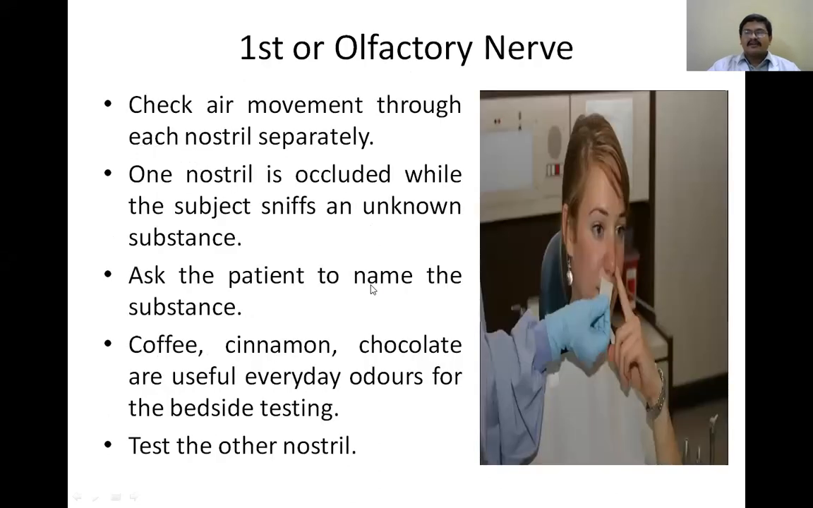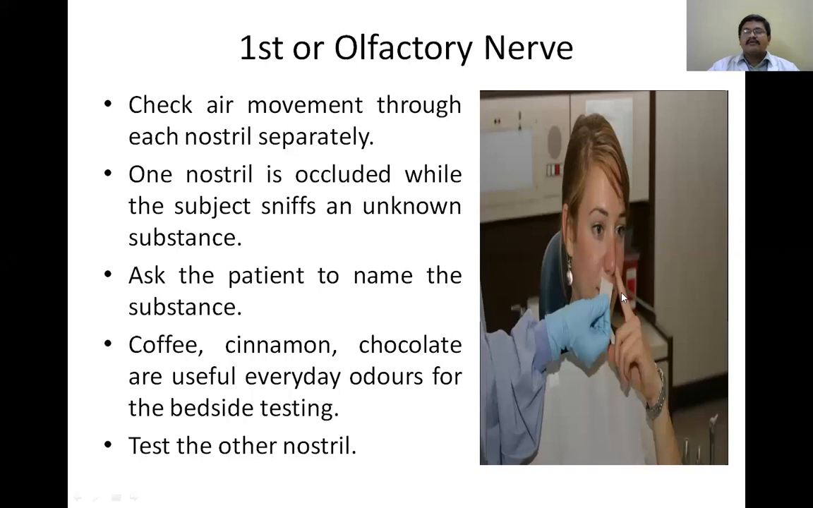First you have to check whether the patient is having a clear airway, in each nostril. Then you have to ask the subject to occlude one nostril and sniff through the other nostril, and the subject must be able to identify these things. Some of the tests we ask the subject to close the eyes, otherwise with open eyes he can check.